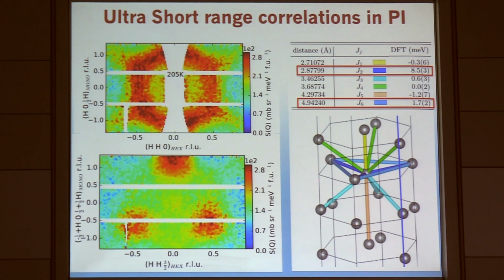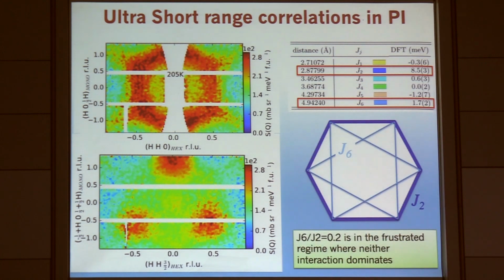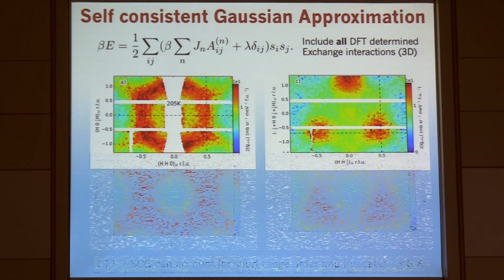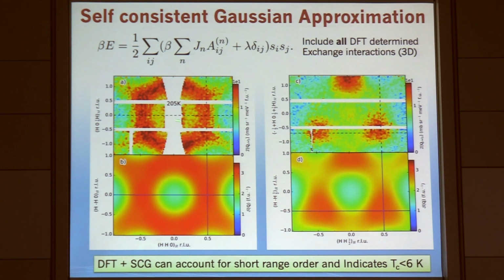So, of course, in a state with very short-range correlations, one can actually calculate the spin correlation function using something called the self-consistent Gaussian approximation. And Suji Zhang did that using all of the DFT-derived exchange constants, not just the ones in the honeycomb layer, but all of the three-dimensional interactions. And then we compare here that equal time correlation function measured and calculated, and the range and the nature of the short-range correlations are actually quite consistent with each other.